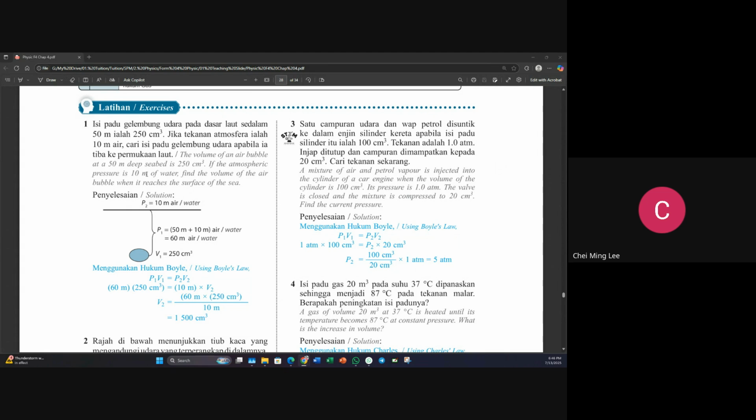At 50-meter deep seabed, an air bubble is around 250 cm cube. If the atmospheric pressure is 10 meter of water, find the volume of the air bubble when it reaches the surface of the sea. Since you want to find volume and he only provides volume and the 50-meter water depth, we use P1 V1 with Boyle's law: P1 V1 equals P2 V2. So 60 meter times 250 cm cube equals 10 meter times V2. So V2 should be around 1,500 cm cube.